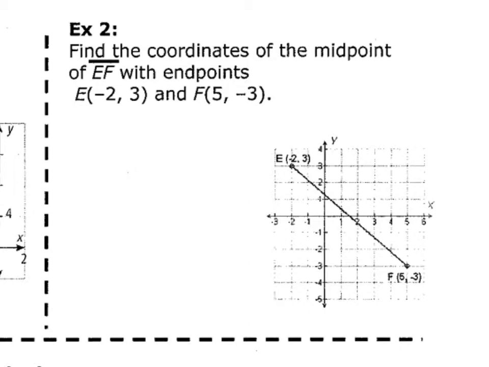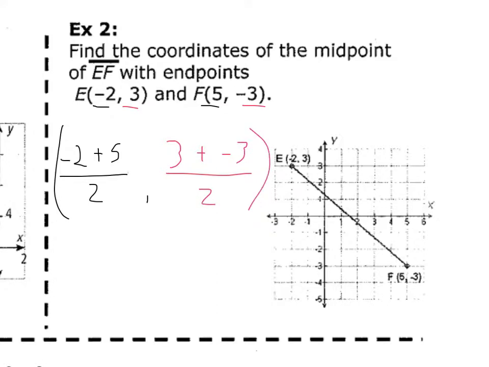Okay, this time we're doing -2, 3 and 5, -3. So let's put in our x's. Remember, we have x1 plus x2. Our x1 is -2, our x2 is 5. So we're going to take -2 plus 5 and divide all that by 2. Then we're going to take our y's, y1 plus y2. So we have y1, which is 3, plus -3, and divide all that by 2.